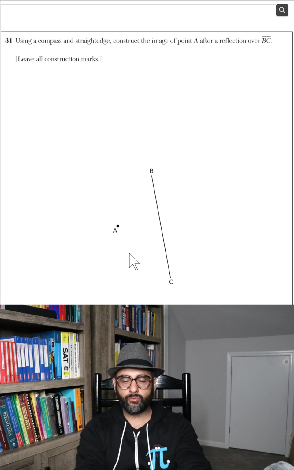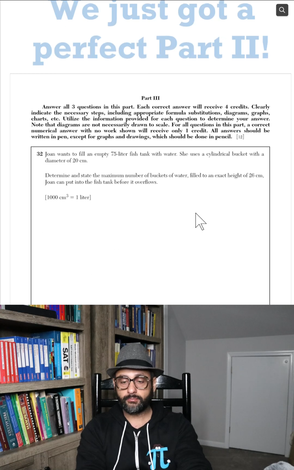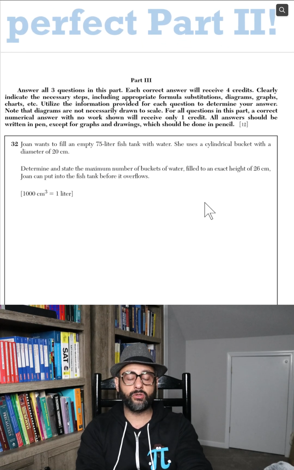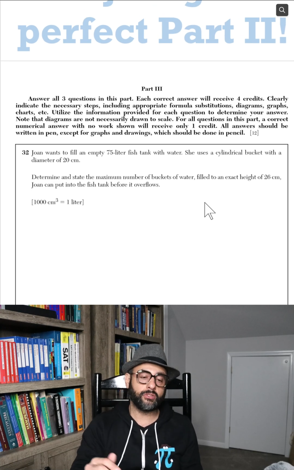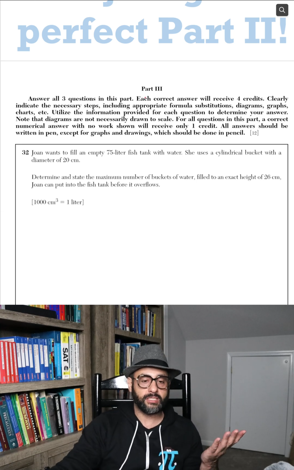Circle centered at B through A, circle centered at C through A. Draw the intersection of the two circles. And we just got a perfect part 2. Congratulations. And by the way, we haven't even found a single diagram that's not truly drawn to scale, other than the degrees of freedom that still exist within that shape.